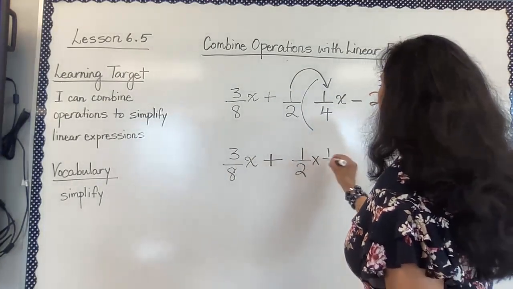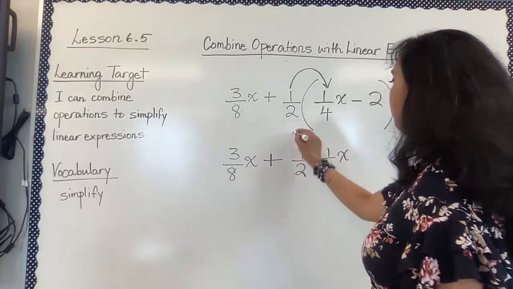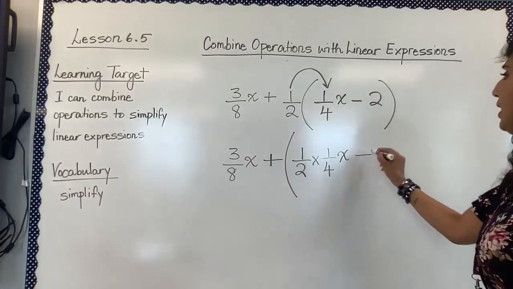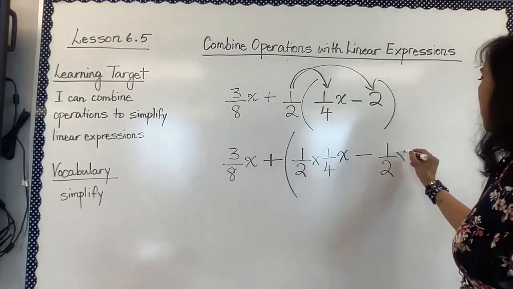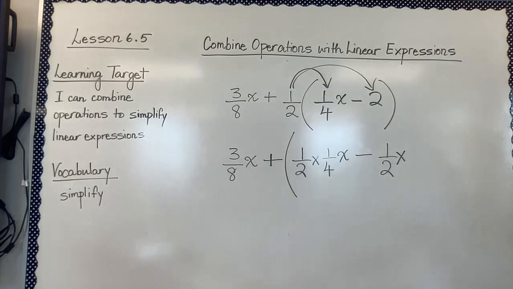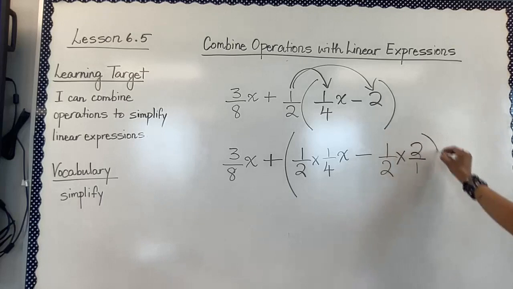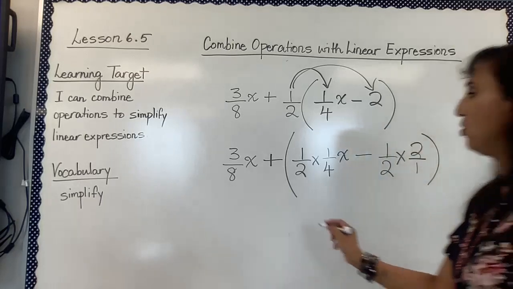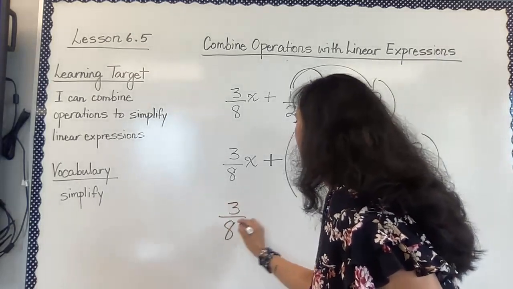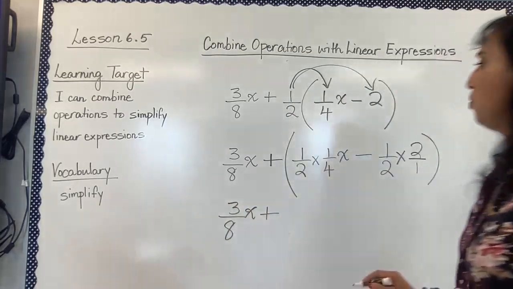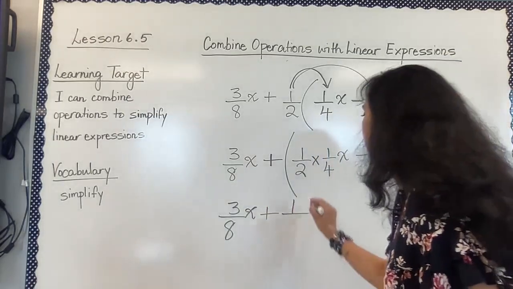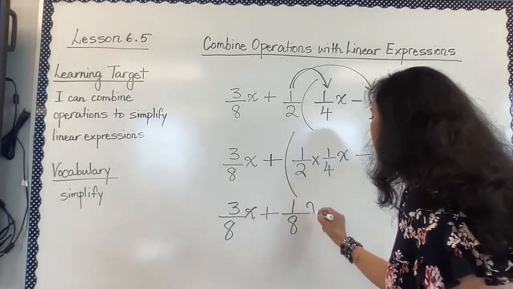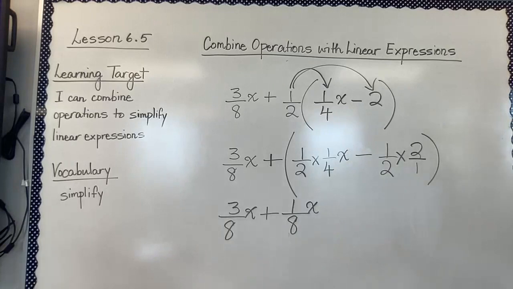So this is what I'm doing. 1/2 times 1/4 x, all right, minus 1/2 times, I'm doing the 2, right? This one. So this becomes 2 over 1. If I simplify now, look what I get. I get 3/8 x plus, what is 1 times 1? That gives me 1. And 2 times 4 is 8. So this is 1/8 x.